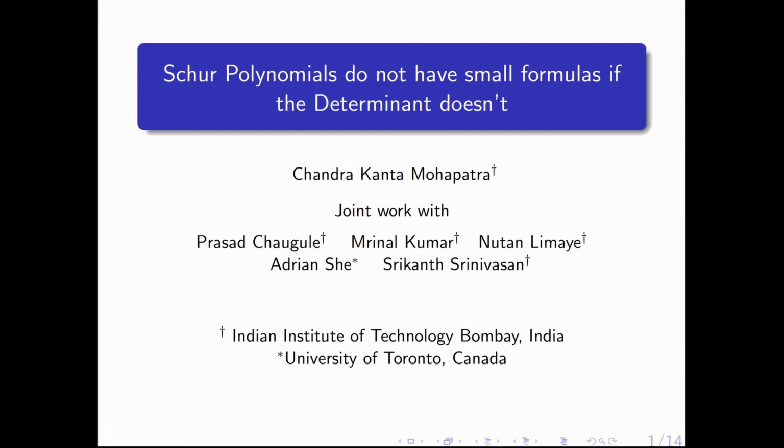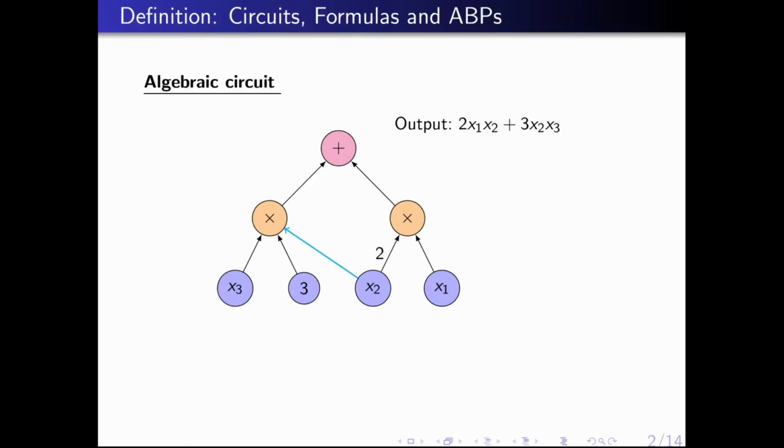Let's briefly introduce different models of computation that are primarily used in the area of algebraic circuit complexity. So what is an algebraic circuit? An algebraic circuit is basically a directed acyclic graph having a unique sink node called the root node, which produces the final output. The input nodes are the leaf nodes, which can be labeled by the field constants or variables. All other nodes are either sum gates or product gates. The given example represents an algebraic circuit which computes the polynomial 2x1x2 plus 3x2x3.